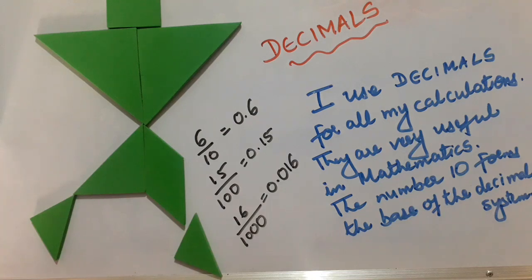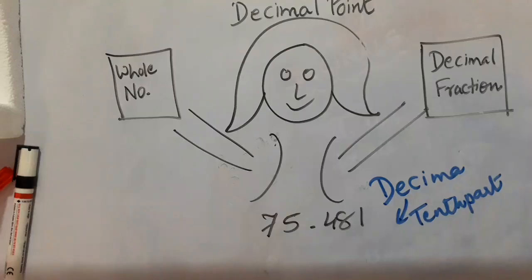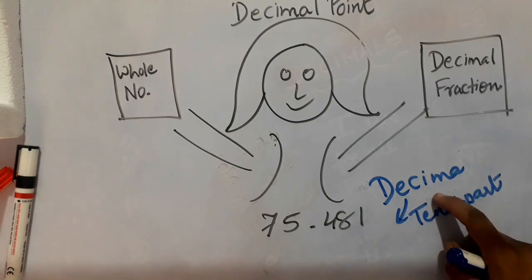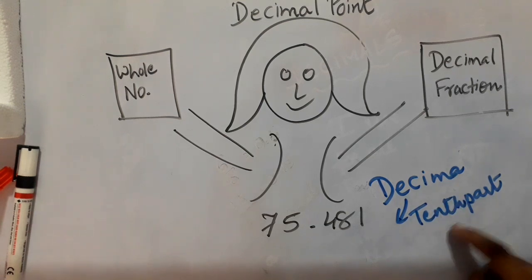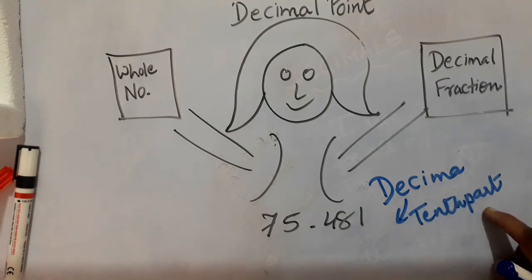Now we need to know what is a decimal. So let's see. The word decimal comes from the Latin word decima, which means tenth part. That means the word decimal also has some meaning. It has the meaning that it is based on 10.